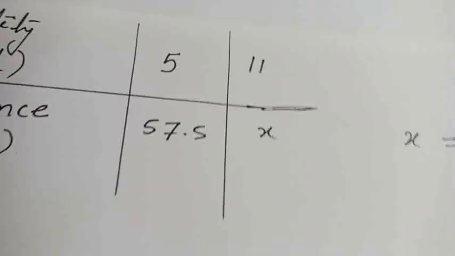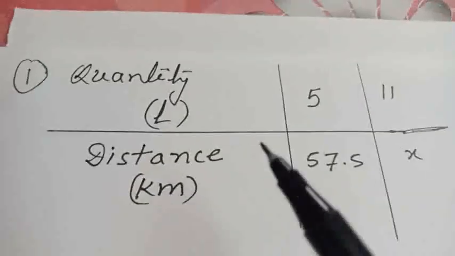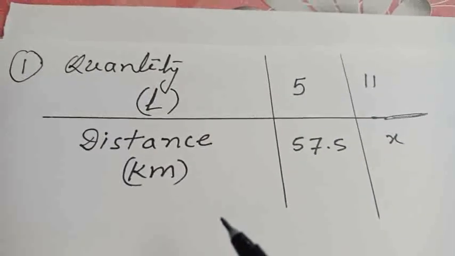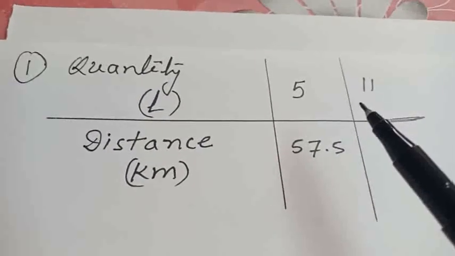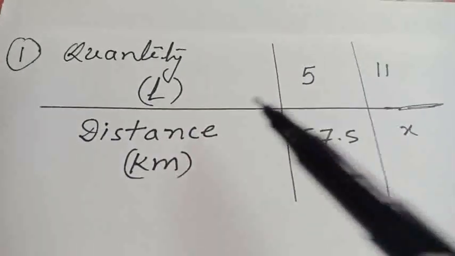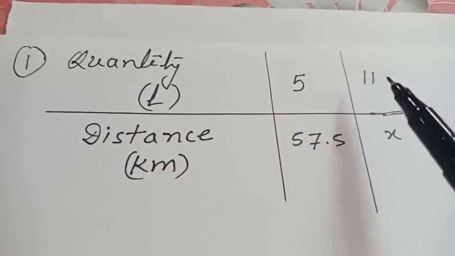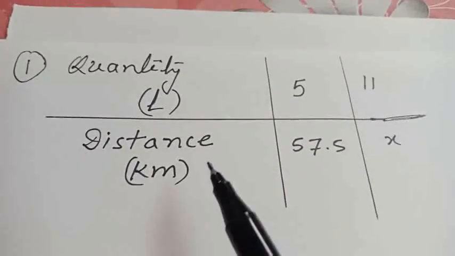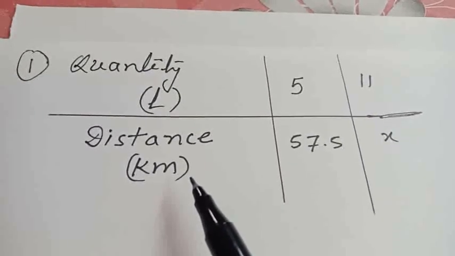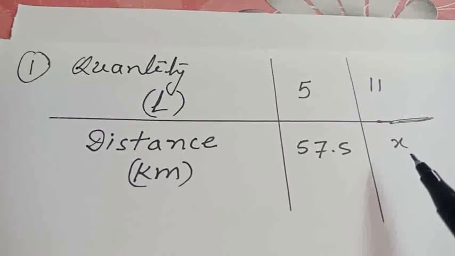For making the table, well, it is not compulsory, but for your convenience, what is given two times you write up and what is given one time you write down. So petrol 5 liter and 11 liter is given two times, so I have written that up, and the heading is quantity in liter. First is 5 liter, second is 11 liter. I have maintained the sequence which is given in the question. And the second heading would be distance in kilometer. So very first it is given 57.5 and another one we have to find out.